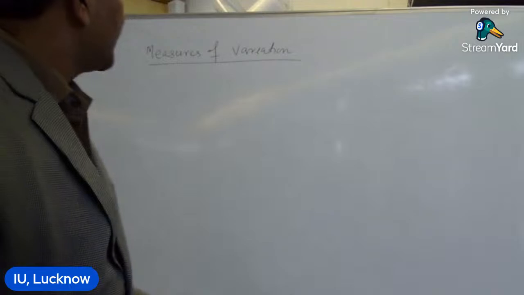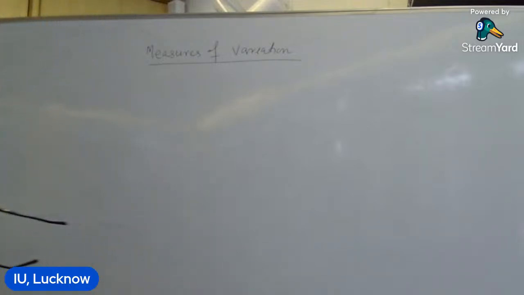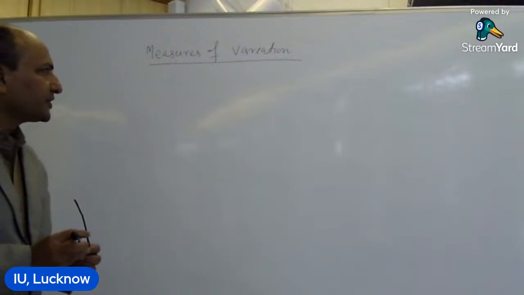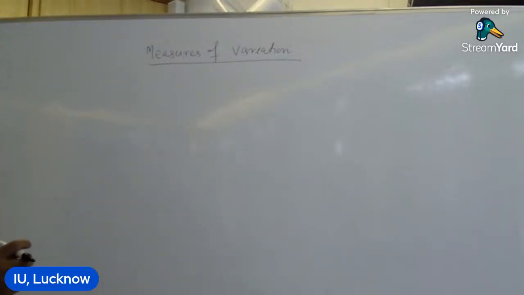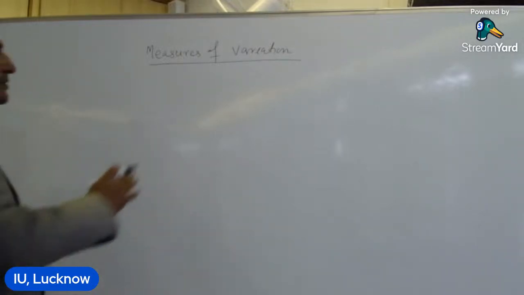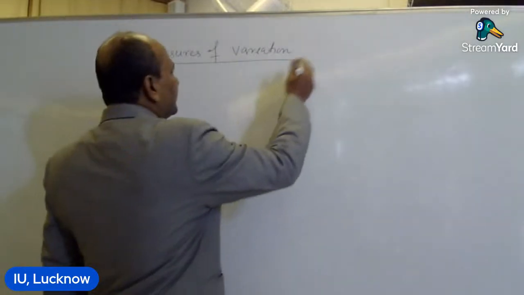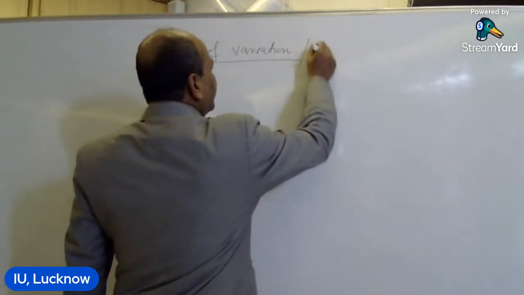Today I will discuss the measures of variation. So far we have already discussed in the previous classes measures of central tendency, which includes the arithmetic mean, median, mode, geometric mean and harmonic mean. So now we start measures of variation. This is also known as measures of dispersion.